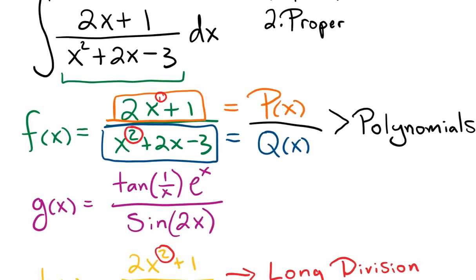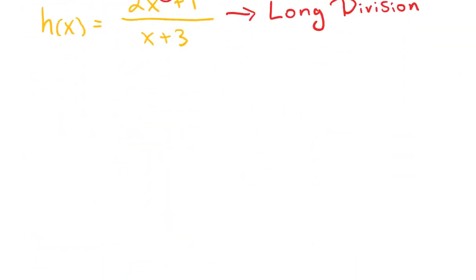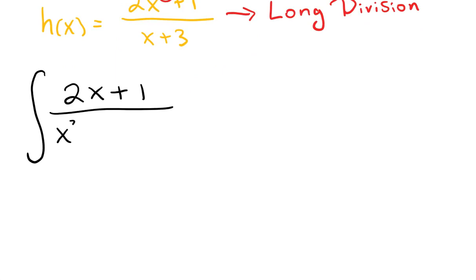So now we can look back to our integral here, and we realize that we've satisfied the two conditions, that our integrand is both rational and proper, which means that we can apply the technique. So I'll rewrite the integral. We have the integral of (2x + 1) over (x² + 2x − 3) dx.